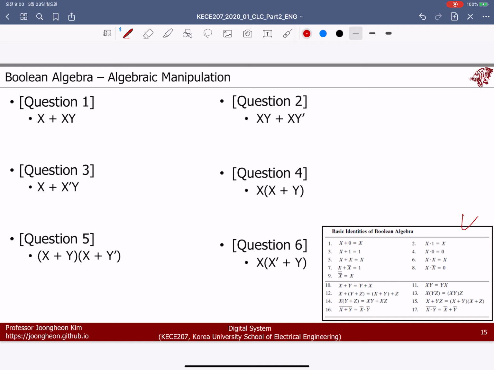I hope you will be very familiar with these equations and questions. Sometimes you may have some complicated questions, but if you are very familiar with these ones, then you might be able to solve the problems easily and quickly. That's why you need a lot of practice. Okay, so let's go with the first one.